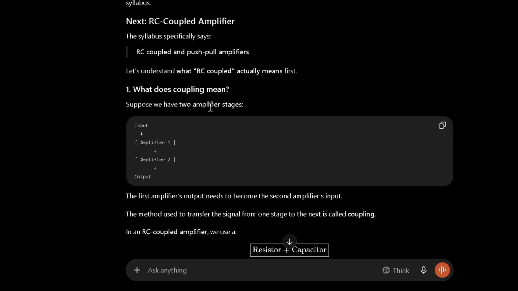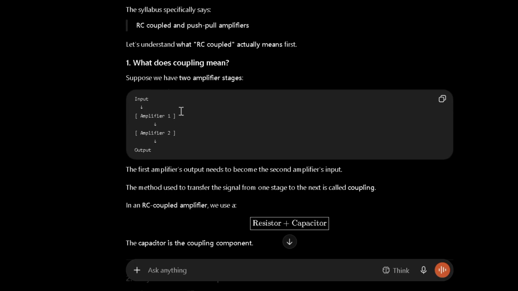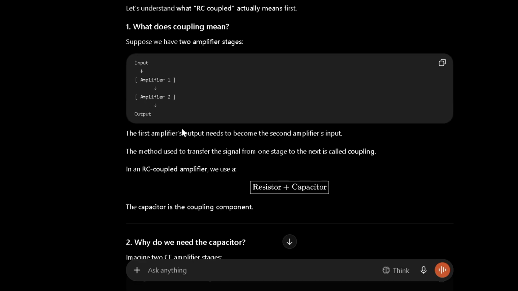What does coupling mean? Suppose we have two amplifier stages, amplifier 1 and amplifier 2. The input goes to amplifier 1, amplifier 1 to amplifier 2, and amplifier 2 to the output. The first amplifier's output needs to become the second amplifier's input. The method used to transfer the signal from one stage to the next is coupling.